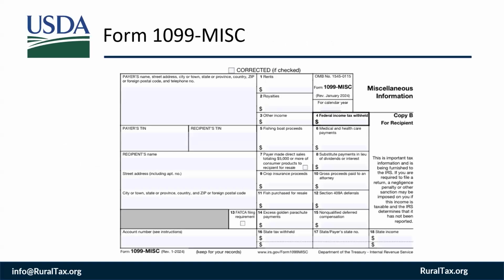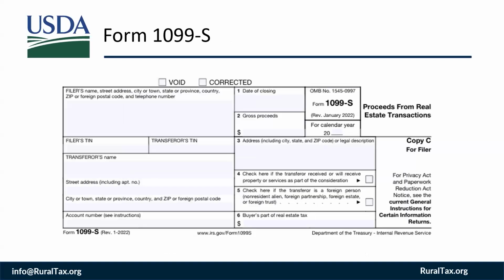So this is 1099 miscellaneous. Again, remember what it said. Rents is the easement. This is the temporary side. And here's the 1099-S for the permanent side. There's the gross proceeds.